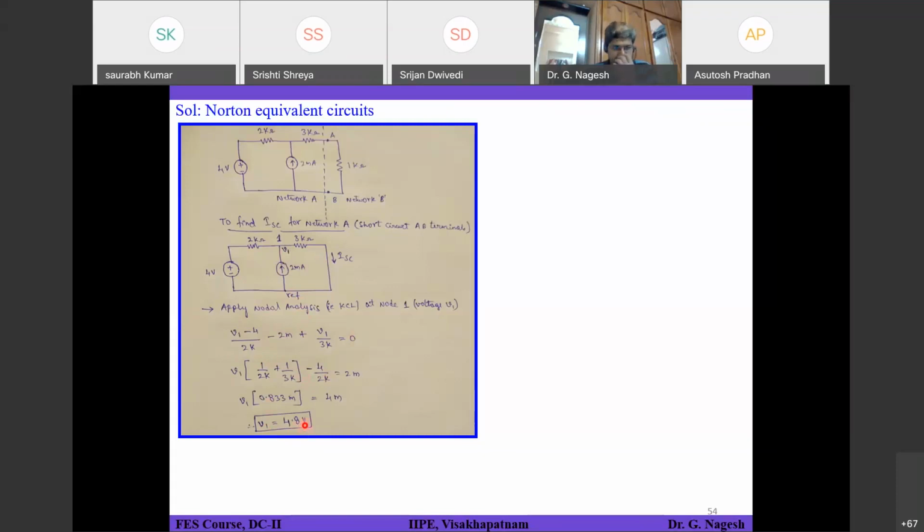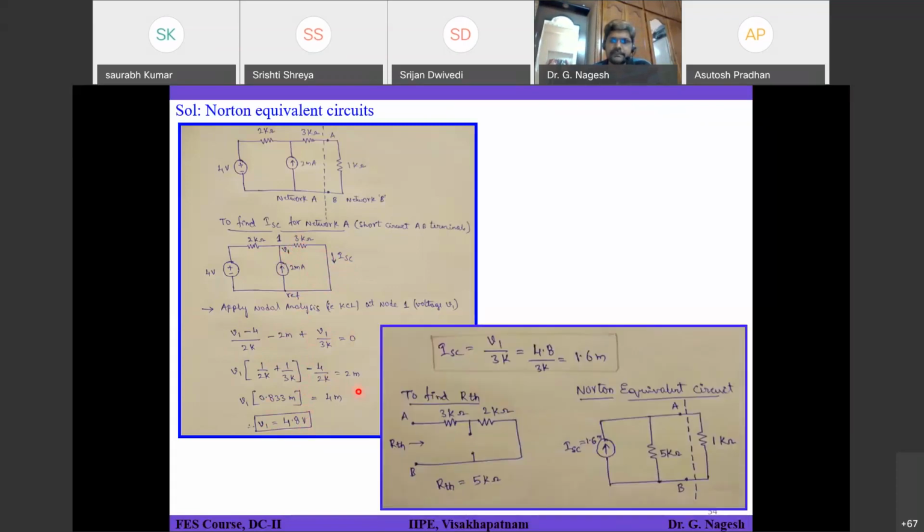Now what is ISC? ISC will be 4.8 by 3K. So you know the voltage, simply divide that with the corresponding resistor in that particular branch. So that will be your ISC. So 4.8 divided by 3K, 1.6 milliamperes. That is your ISC. So to draw the Norton's equivalent circuit, you have to find out ISC.